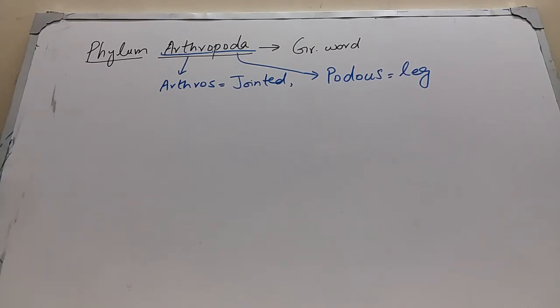Phylum Arthropoda. The word arthropoda is derived from the Greek language. Arthros means jointed and poda is derived from podus, which means leg. It means that the legs of arthropods have many joints which allow easy movement of the body.